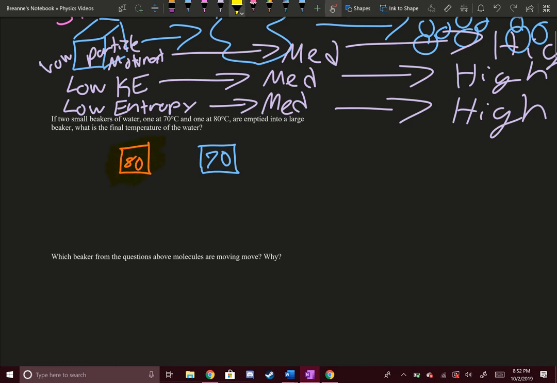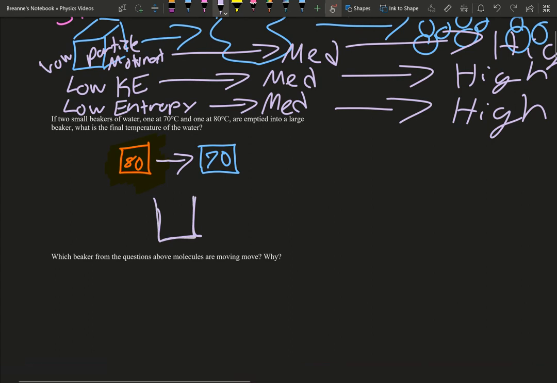Hopefully you said the 80. So that means energy is flowing from 80 to 70. Once they get mixed, it kind of evens out. So how much energy would have to move from 80 to 70 to balance out? Hopefully you said it just needs to move 5 over. Move 5, and they both become 75. So the mix would be about 75 degrees, because it's in the middle, and it balances itself out.